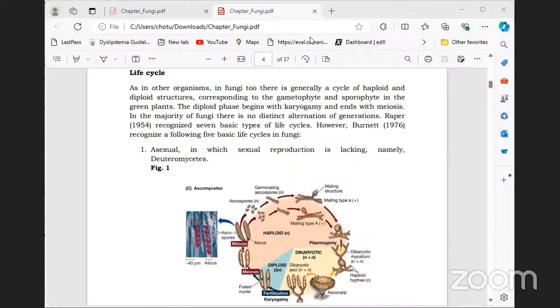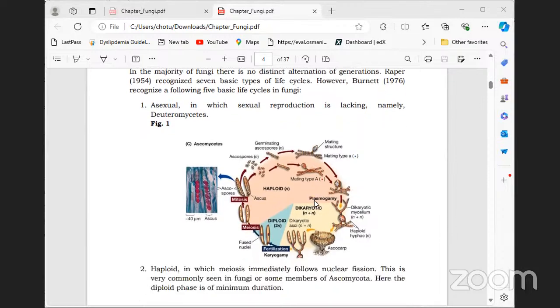In the nucleus, nucleoplasm is there, no? In that nucleoplasm, divisions are there. That is karyokinesis. In the cytoplasm, divisions are there. That is cytokinesis. Did you understand? Karyogamy, karyokinesis and cytokinesis. Nucleoplasm division is karyokinesis, cytoplasmic division is cytokinesis. Here the diploid phase begins with karyogamy and ends with the meiosis division.